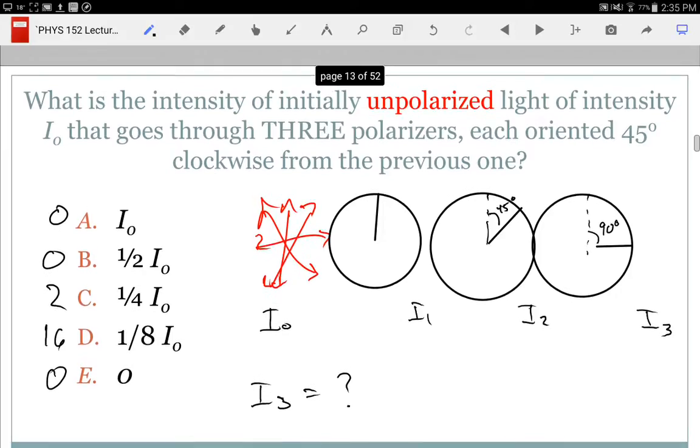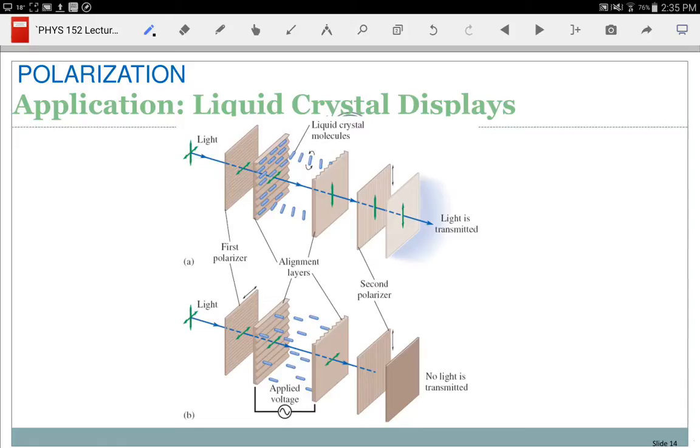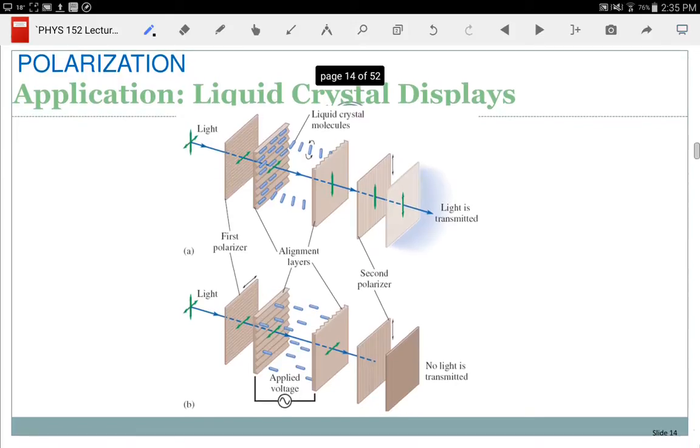And really with polarizers, it doesn't get much more complicated than that, except you might have different angles instead of all of them being the same. Any questions about the polarizers? Because I think I'm done with those. Oh, I do have some applications.